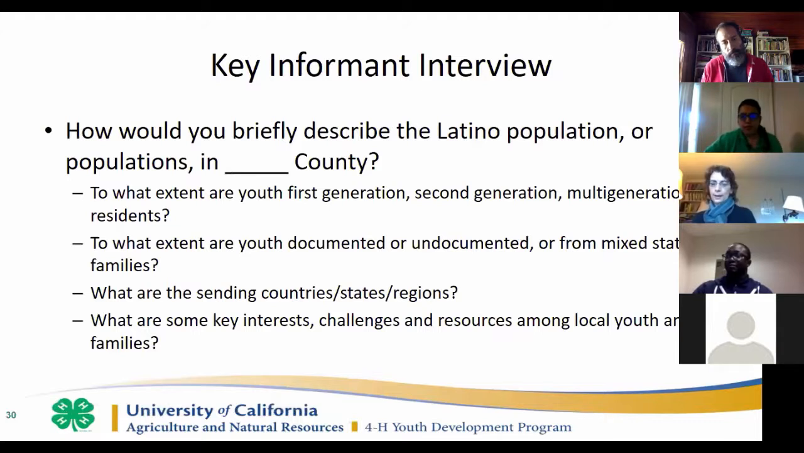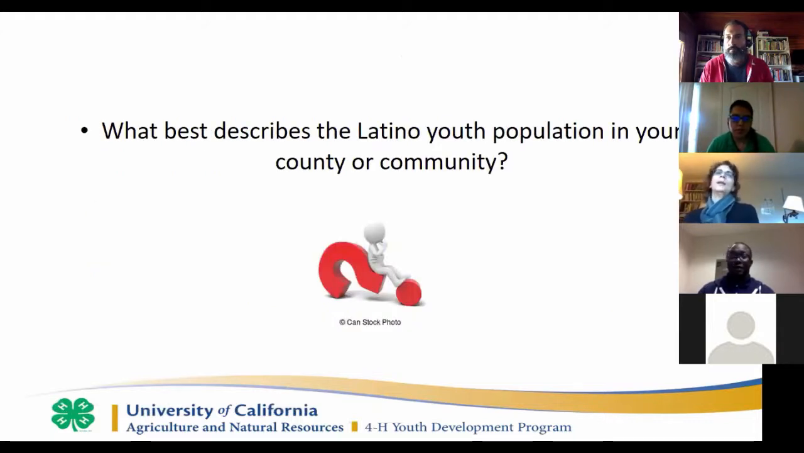So next we have a poll to get a sense of what you know. What best describes the Latino youth population in your county or your community as best as you know? Okay, so it looks to me from your responses that multi-generation is most of the responses. A few of you are not sure, so I invite you to conduct this process for engaging Latino youth populations and places to find out. And then we also have a few first generation and second generation. Interestingly, nobody's marked as foreign born.